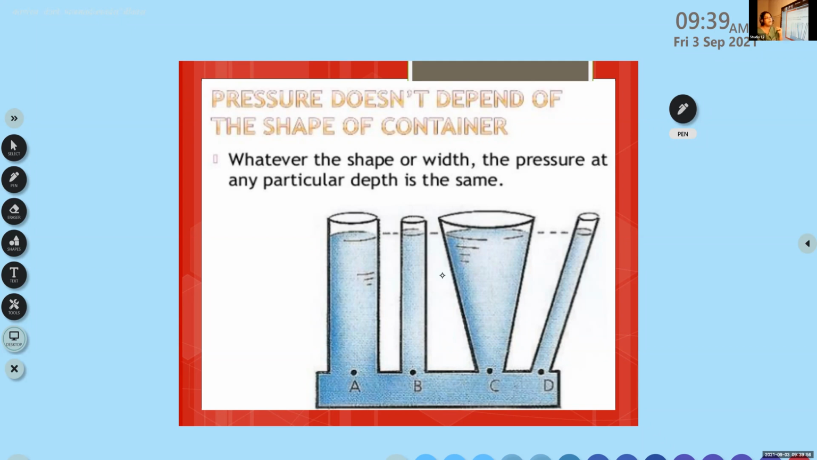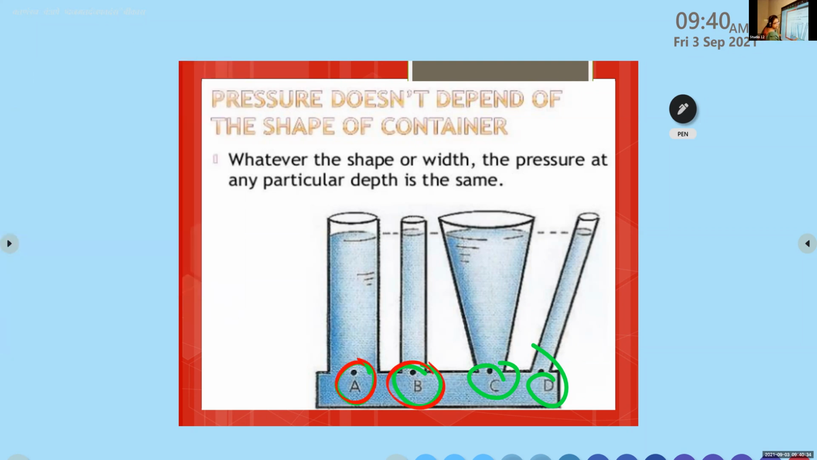If you can see in this picture, these are four different containers connected together, and you will see here there are four points at the same depth. We have already learned that the pressure is exerted sideways. It's the same point, a little more elaborately. If you look at these four connected containers, the shape of the container is different, but still the pressure experienced by A, B, C and D will be the same. So this is the next important point.